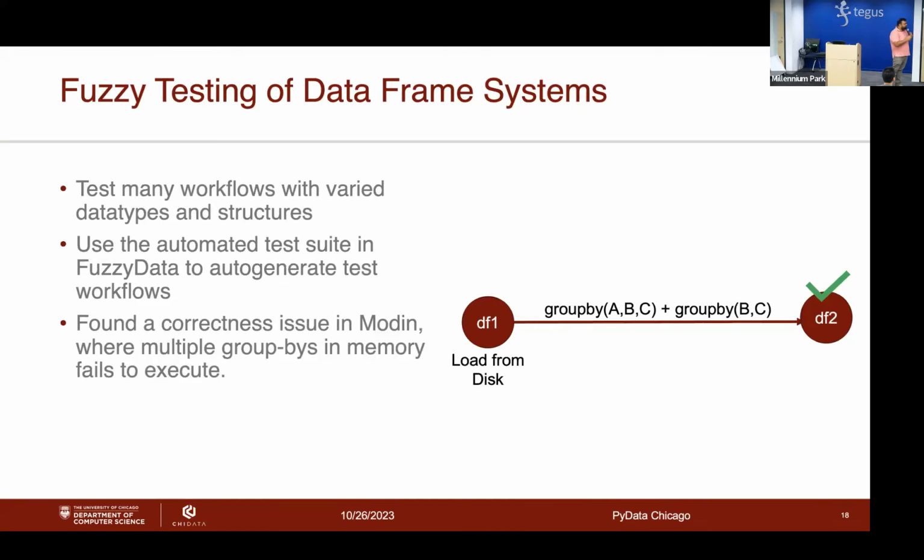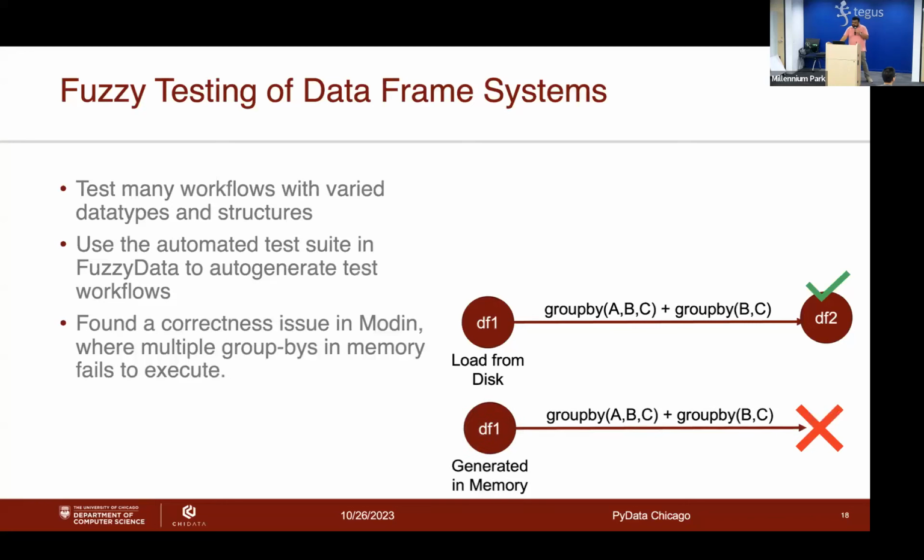We found a bug in Modin where if you loaded a data frame from disk and then applied 2 different group bys, this was okay in Modin. But if you generate a data frame in memory and apply those group bys, then that group by does not work in Modin. This was an issue that we surfaced and then got them to fix through this tool. I reached out to them and said, hey, this is a problem, maybe you want to look at this. And then they promptly issued a bug fix.